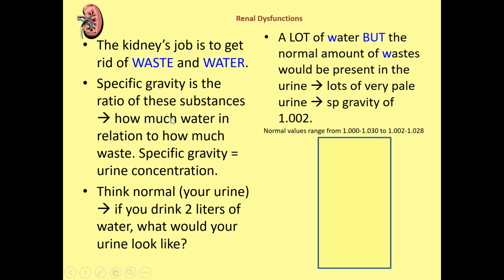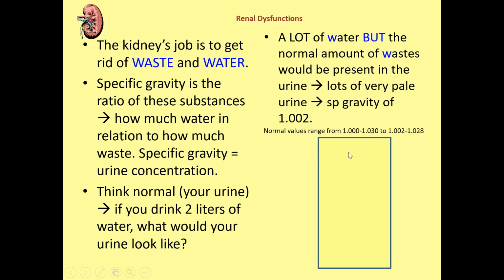Now let's think about your urine in a normal situation. When kidneys are working well, and if you were to drink 2 liters of water, what would your urine look like? You would have a container filled with urine. So lots of urine, and the urine would be very pale yellow. The pale yellow represents that water will be removed, and lots of it, but at the same time the kidney is going to remove the normal amount of waste.